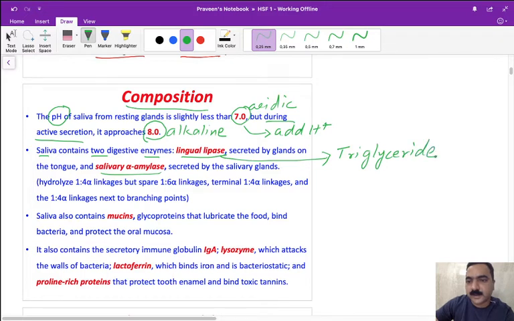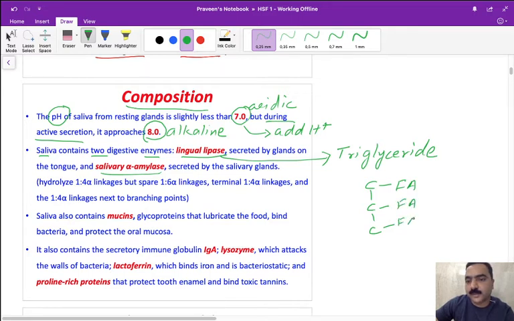Lipase digests the triglyceride. Triglyceride means what? It includes a glycerol molecule, which is like a three-carbon structure. Attached to each carbon is a fatty acid.